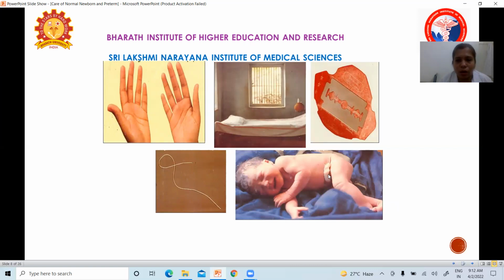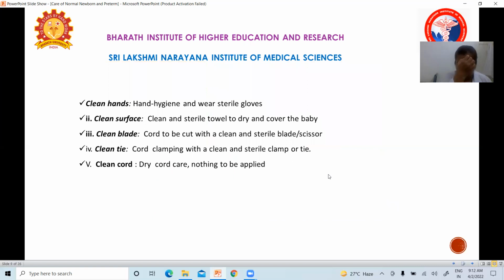Then the clean cord practice. The cord has to be kept clean. Nothing has to be applied. So revising all the 5 components. First is clean hands: proper hand hygiene and wearing sterile gloves. Clean delivery surface: a clean and sterile towel to dry and cover the baby.